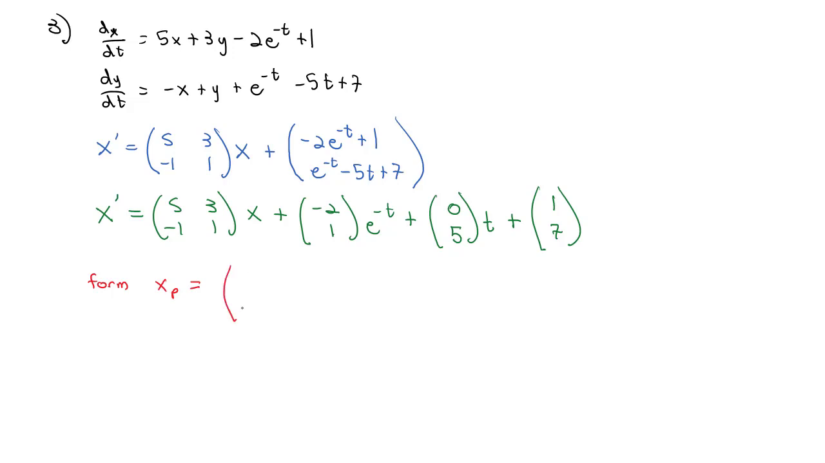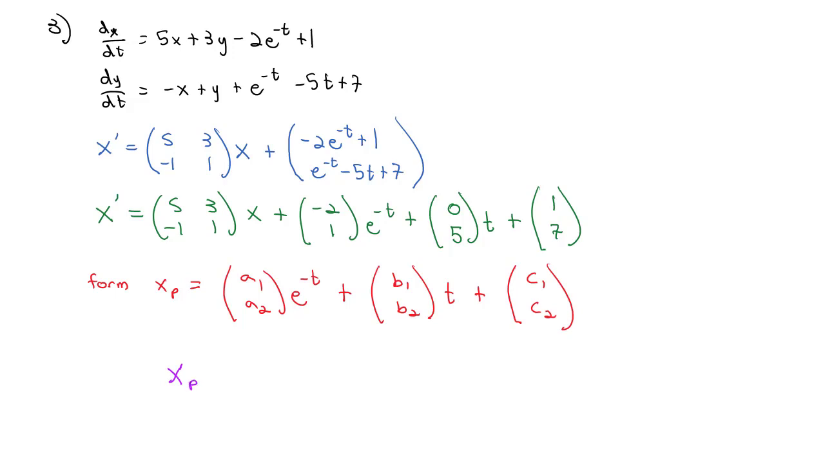We can see that we're going to need some a1, a2 as the coefficient of e to the negative t. We can see we're going to need some b1, b2 as the coefficients of t. And we're going to need some constants, c1 and c2. And that kind of covers all the pieces and possibilities. We could combine them to a single x particular vector, a1 e to the negative t plus b1 t plus c1, a2 e to the negative t plus b2 times t plus c2.